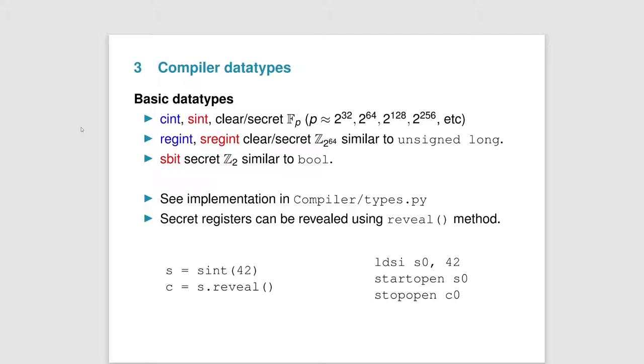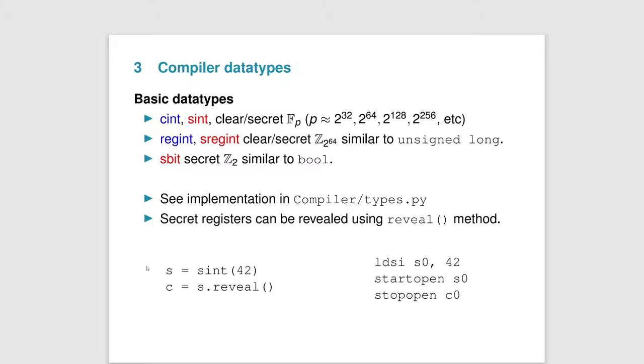As we've seen before, types that start with an s are secrets, and these can be revealed, which can be seen kind of like a cast to their clear counterparts. Except that here, to do the casting, we actually require a specific protocol, which is the opening protocol we have seen in previous courses.